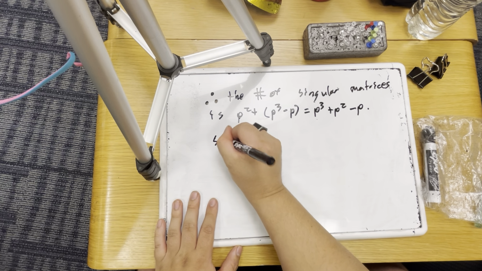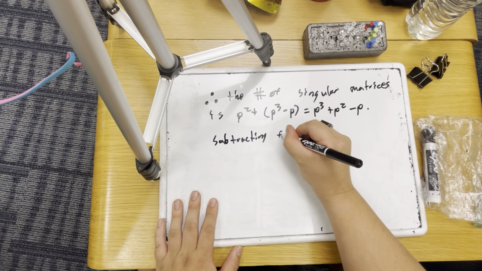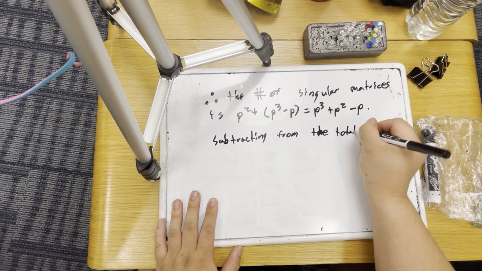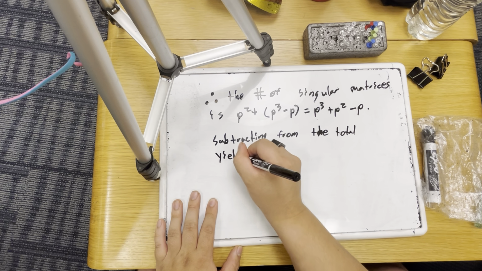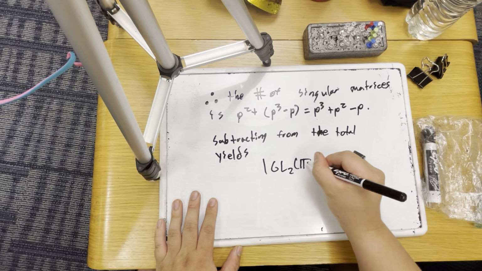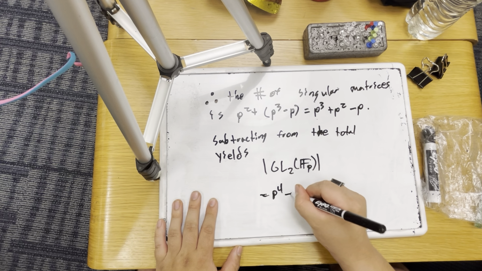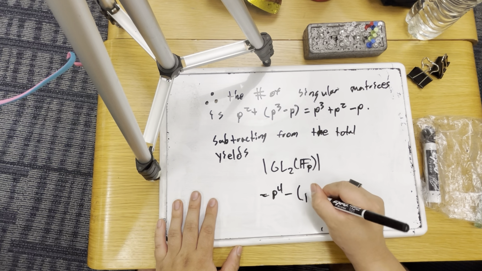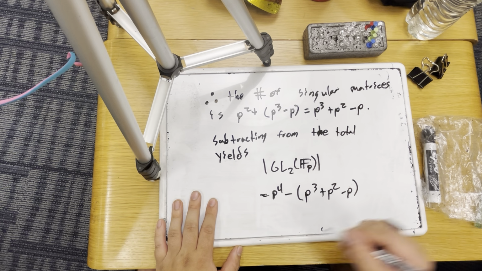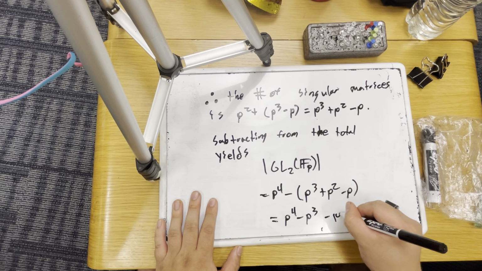Now, subtracting from the total yields that the order of the general linear group with degree 2 over the field with p elements is equal to p to the fourth minus (p cubed plus p squared minus p), which is equal to p to the power 4 minus p cubed minus p squared plus p.